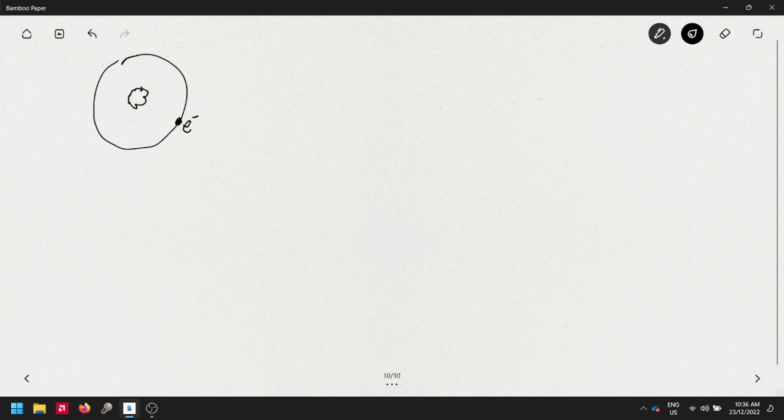But I'm drawing this because you have learned about the Bohr model, right? So it seems like the electron is moving in a certain orbit, okay? But in the actual case, it is everywhere. We do not know. It's everywhere, over here, over here, over here.